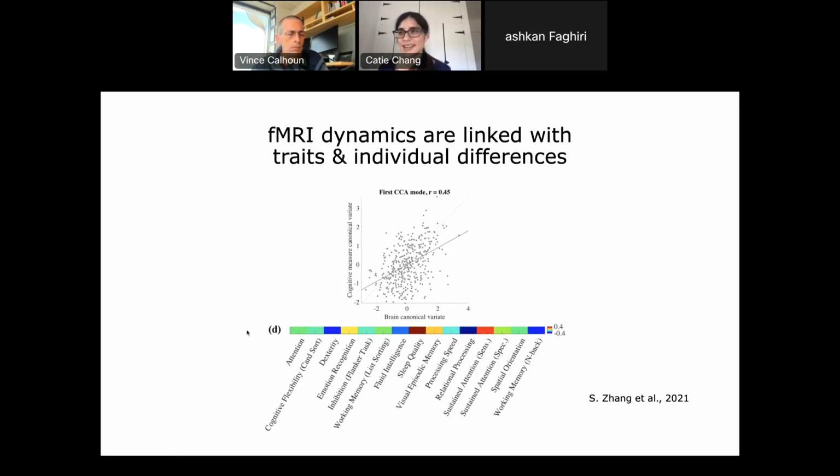And I think there's always some trickiness in whether we can exactly interpret these linear weights. But we did find that measures like sleep quality and sustained attention ended up as some of the strongest weights, which is interesting because previous work has shown relationships between frequencies in the BOLD signal and states of drowsiness. And that's something I'll be talking about a little more later on.